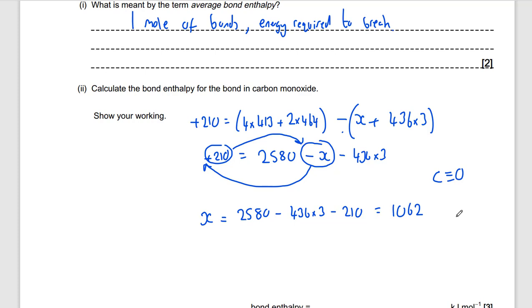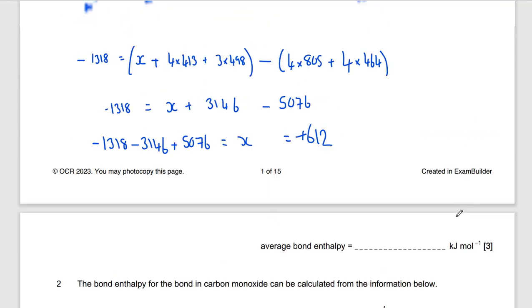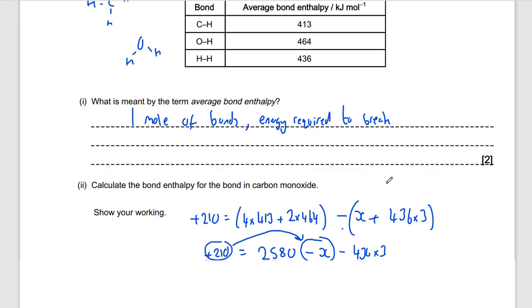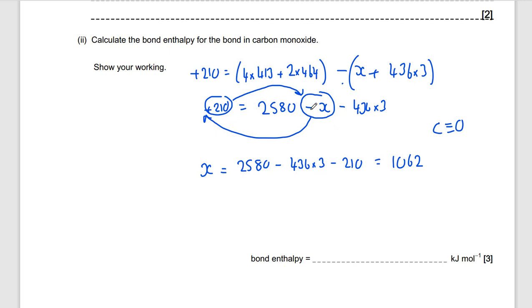Again, mathematically there's a number of ways to rearrange and do this, but it's just about finding a method that works for you. As I've said earlier, taking everything simply, plugging everything in and then getting your correct answer is the best way to do it. And again, you didn't have to move x to the other side. You could have taken 2580 over to the other side, the 436 times 3 over to the side, and worked out minus x, which would have been minus 1062. And as long as you write down positive 1062 on the answer line, you get it right. So as long as you realize that the bond enthalpy must be positive, you can rearrange it however you like in order to calculate the answer.